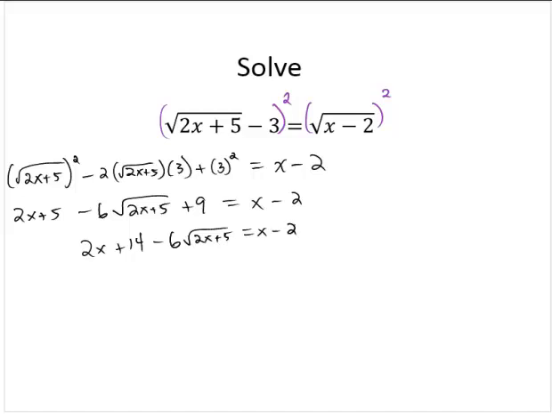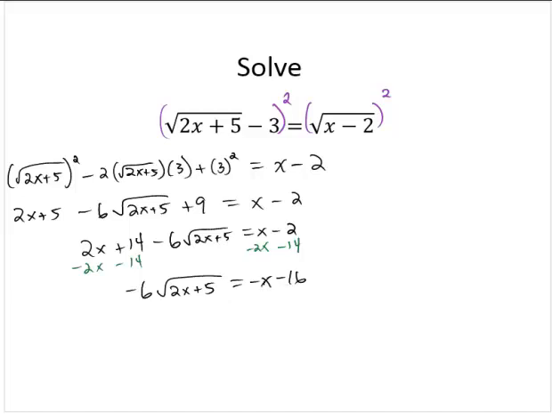Now, let's isolate the remaining radical term. So I'm going to subtract 2x from both sides and subtract 14 from both sides. So then negative 6 times the square root of 2x plus 5 is equal to negative x minus 16.